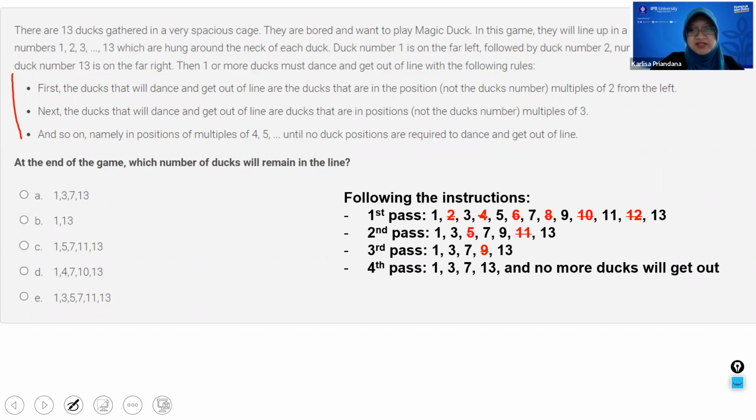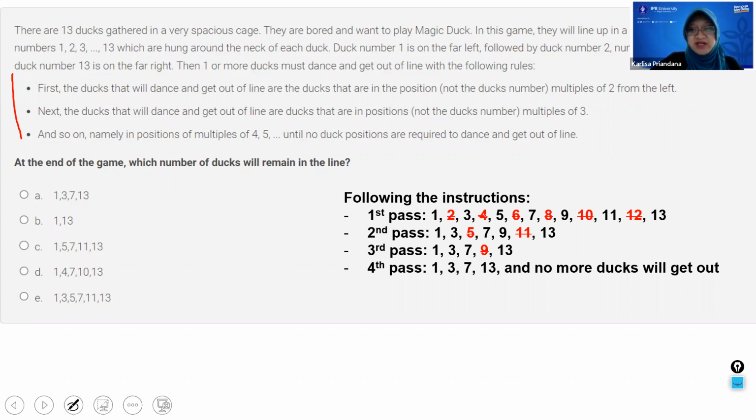And then for the second pass, we need to calculate the positions of multiples of 3 from the left. But remember that we need to have a new sequence of ducks by omitting those who are already out of the line. So 2, 4, 6, 8, 10, and 12 are already out of the line. So we have 1, 3, 5, 7, 9, 11, and 13. And then we make the ducks in the positions of multiples of 3 from the left go out of the line, which will be duck number 5 and 11.